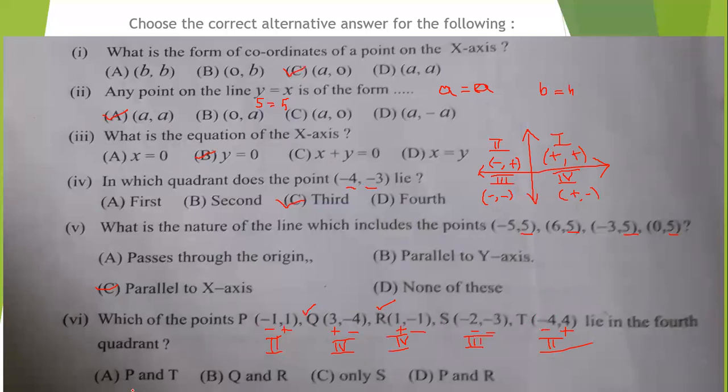Now let us see the alternatives. A, P comma T. It is not the answer. B, Q and R. We got Q and R. So the answer for this is B, Q and R. Just go through it.